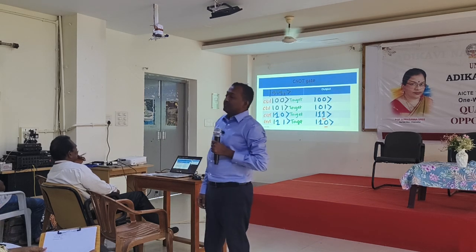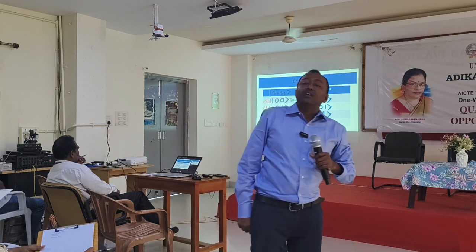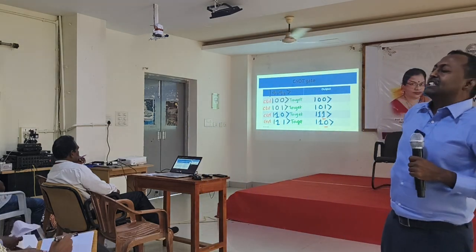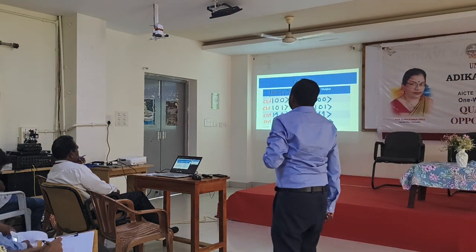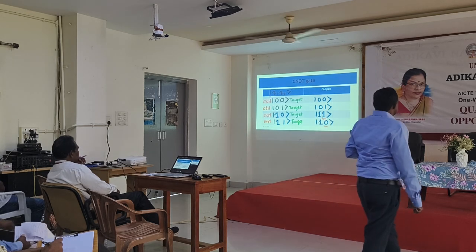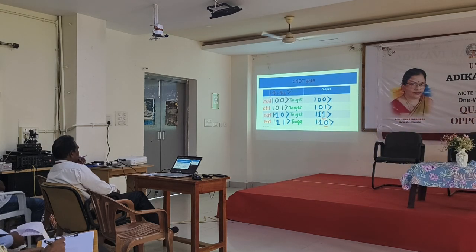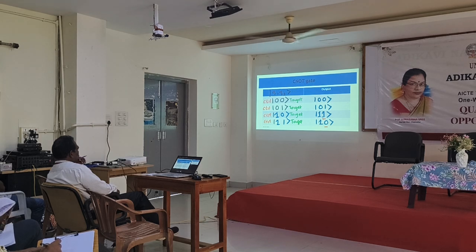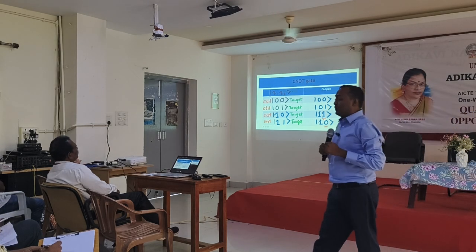Right. This is the truth table of your CNOT with respect to control and target. You can see the change at the bottom when the control is 1. The target is 0, flipped to 1. When control is 1 and the target is 1, it is flipped to 0.